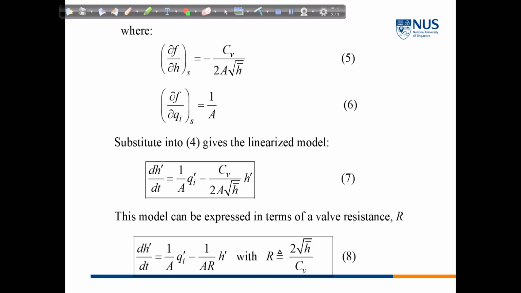We define this new parameter R to be 2 square root of h bar over CV. Then we can express the whole linearized model using just the area A and the valve resistance R. So this is our linearized simplified model.